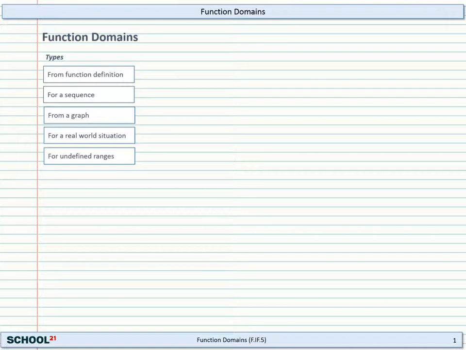For many functions, especially functions that describe the real world, only certain x values are allowed, and those are called the domain of the function. And we're going to look at several different examples of different restrictions on the domain. Let's first look at a function definition.